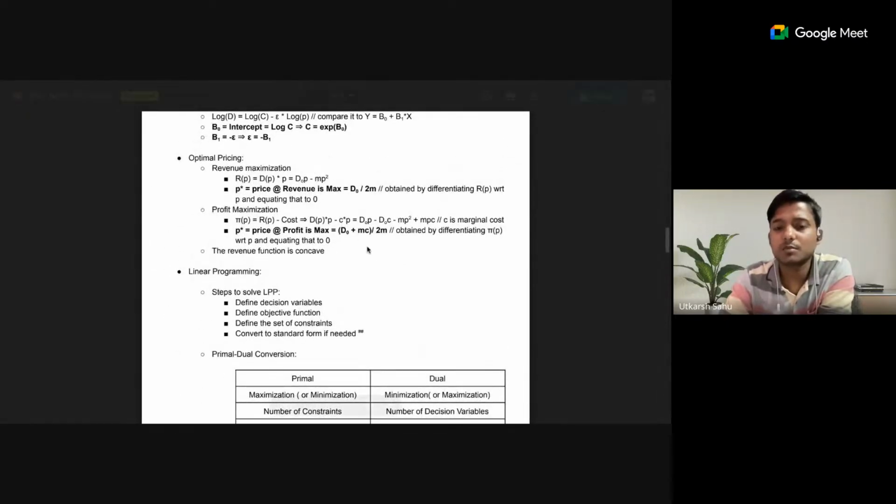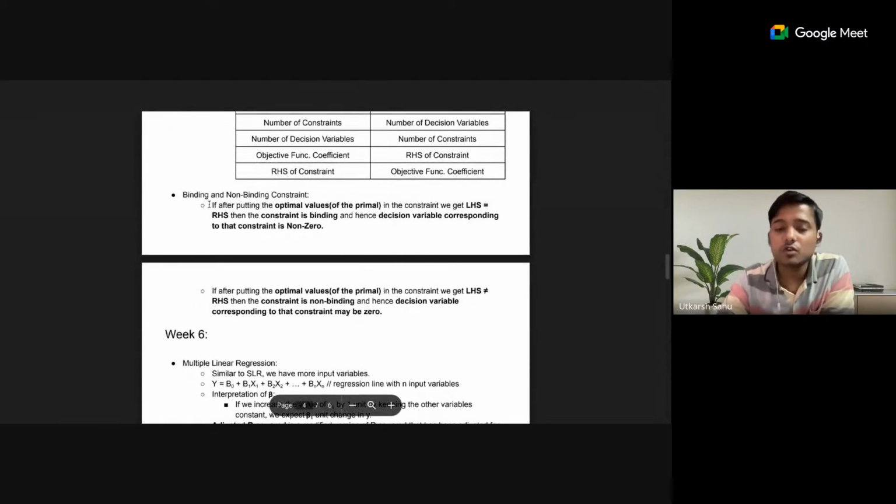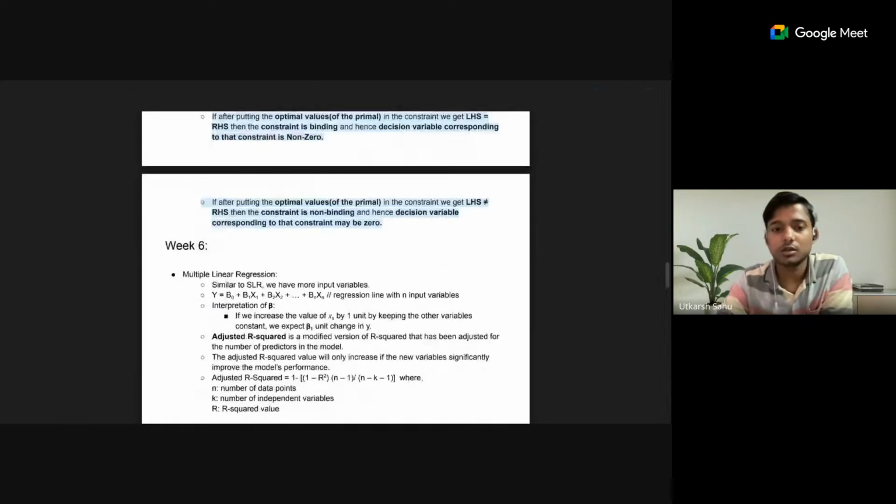Also remember these optimal pricing things. How do you find P star? How do you find P star when you want to profit maximize and all that stuff? So remember these things. Binding, non-binding constraint is also very important. They ask this thing, so read it. What is binding and what is non-binding? You just have to count it.